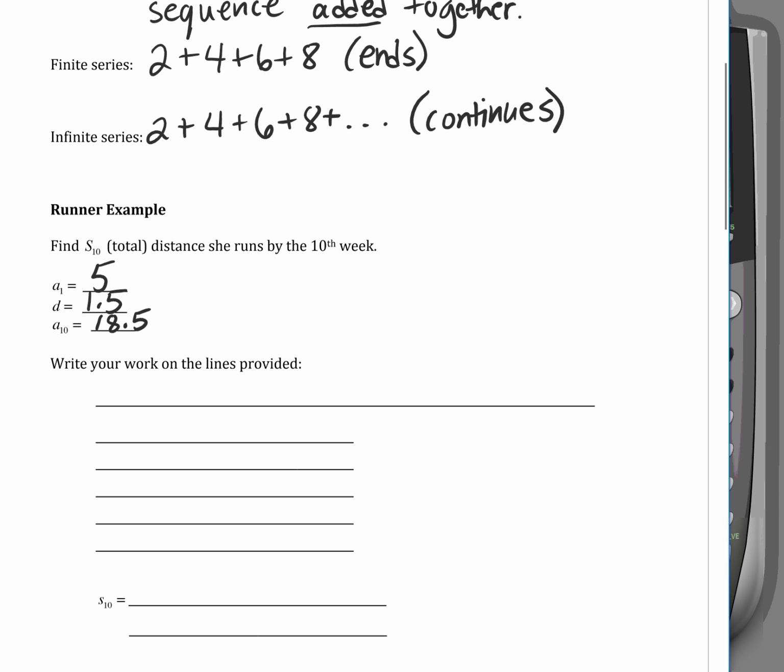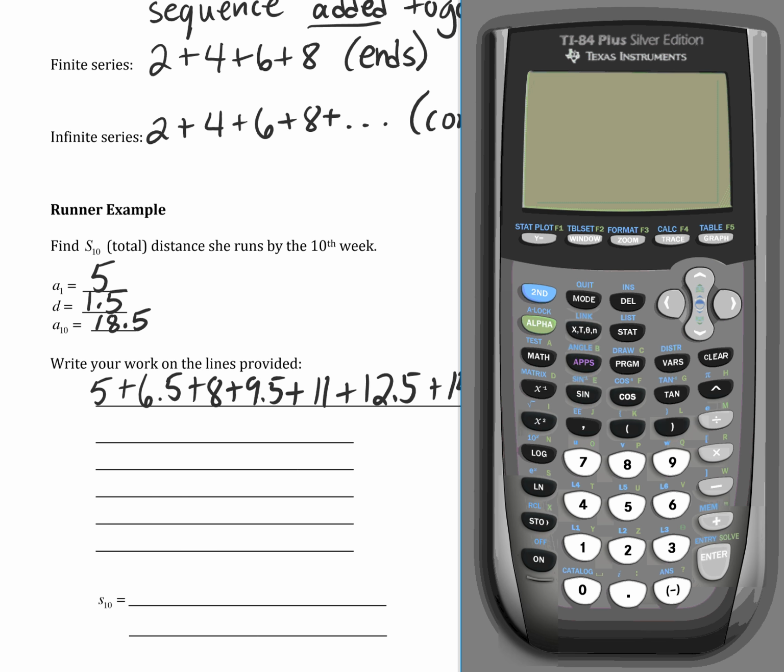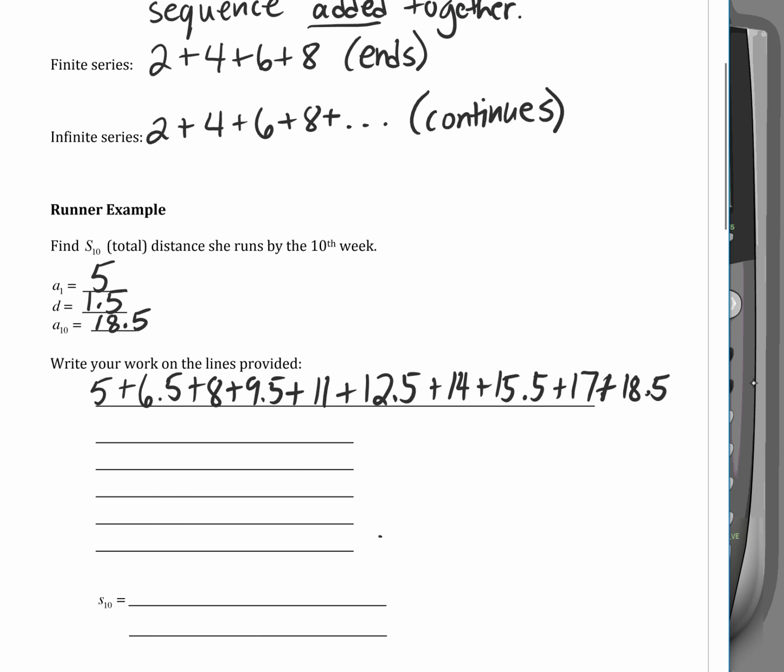You already did the following, where you wrote out 5 plus 6.5 plus 8 plus 9.5 plus 11, 12.5, 14, 15.5, 17, and 18.5. And you went to your calculator, added everything up. I'm going to try a different approach here.